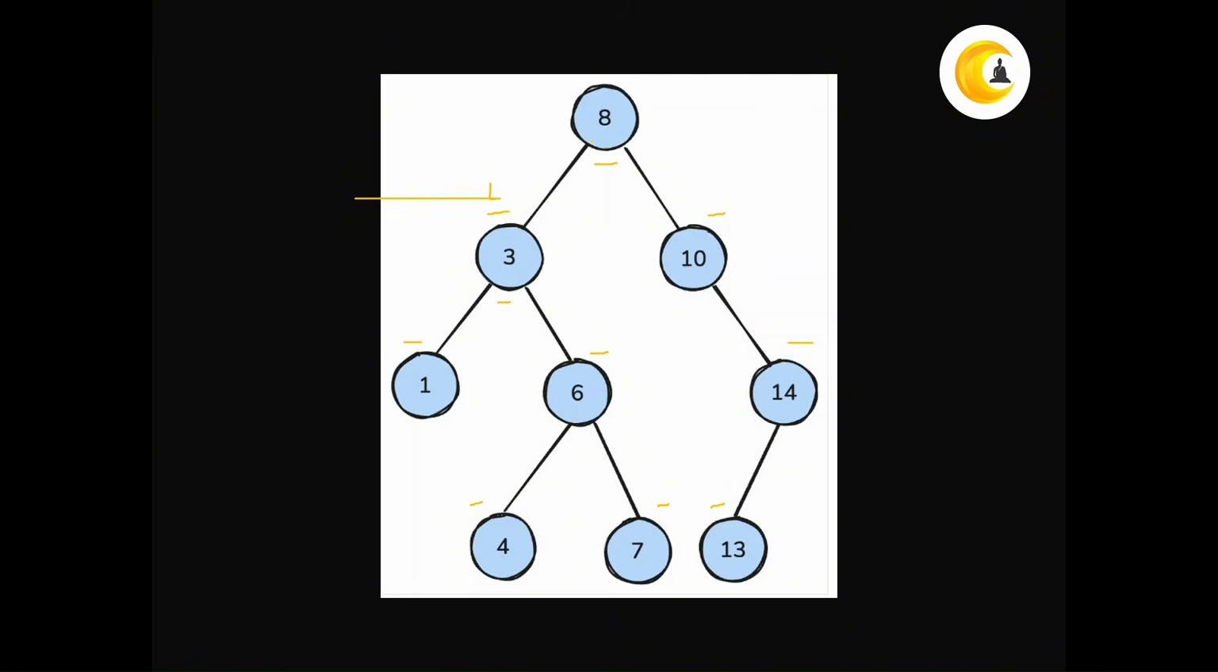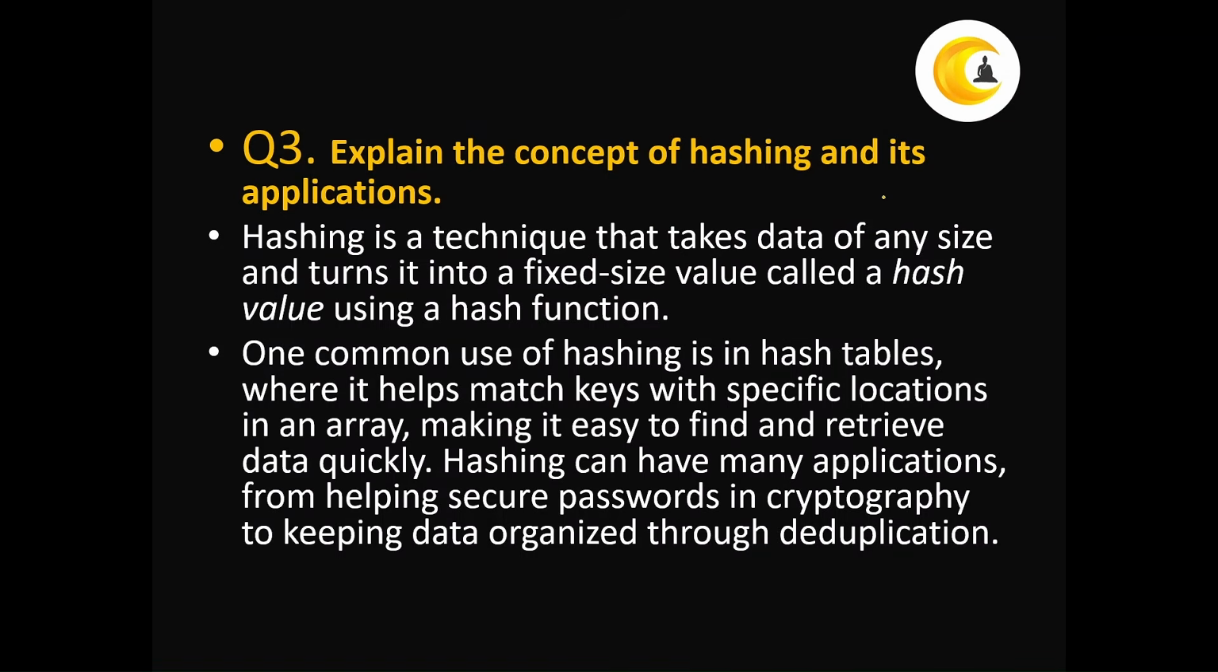If you see anything to the left of 8, that is 3, 1, 6, 4, and 7, they're all less than 8. Anything to the right of 8, that is 10, 14, and 13, they're all greater than 8. So this is technically a balanced binary search tree. Okay, moving to the next one.